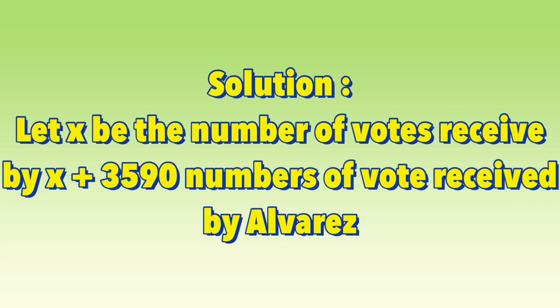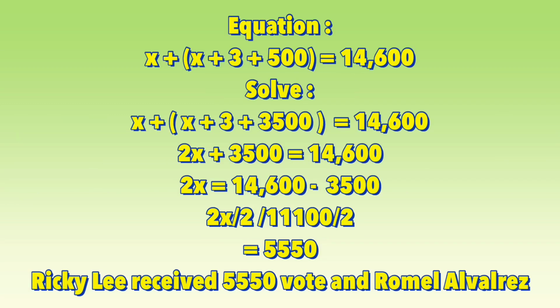Next, we're going to make an equation. Since 14,600 votes were cast in all, we add: x plus x plus 3,500 equals 14,600. And then that's our equation. Then we're going to solve the equation. We combine like terms: x plus x equals 2x, then plus 3,500 equals 14,600.